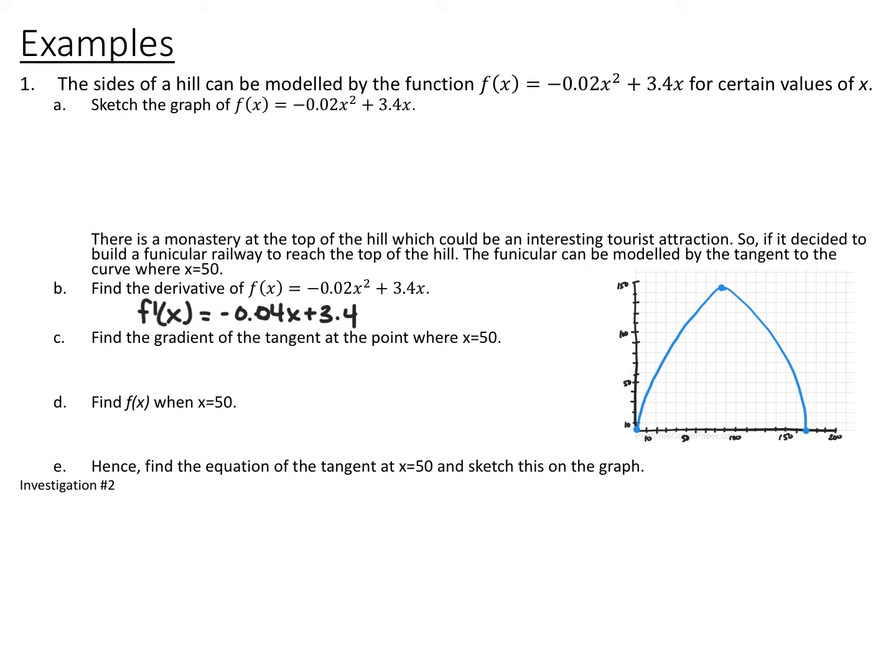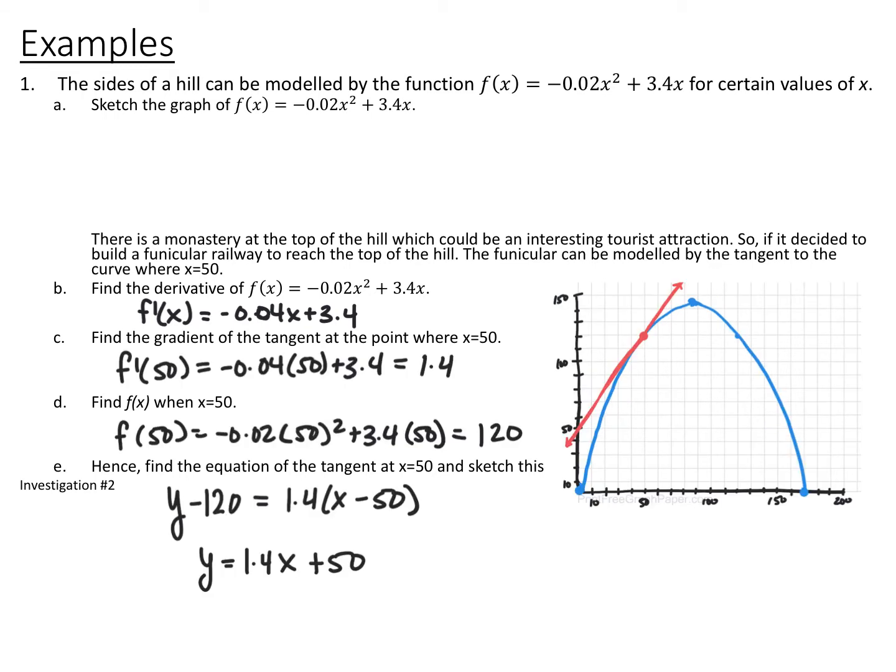So this is the derivative. It's also the instantaneous rate of change of the graph, and it's also the gradient of the tangent line at any point x. So using the fact that this represents the gradient of the tangent line at any point x, part C says find the gradient of the tangent at the point where x is equal to 50. And then part D, find f of 50, and then find the equation of the tangent line at x equals 50. So go ahead and pause the video and finish the problem.